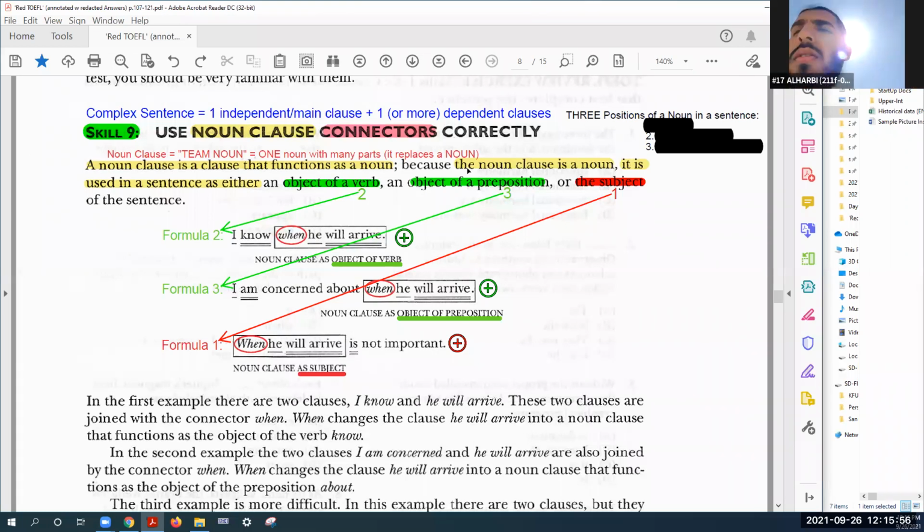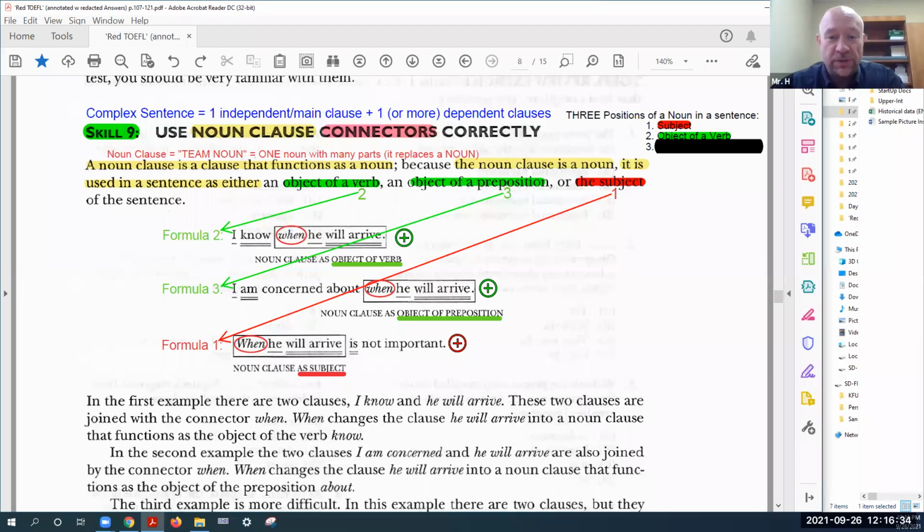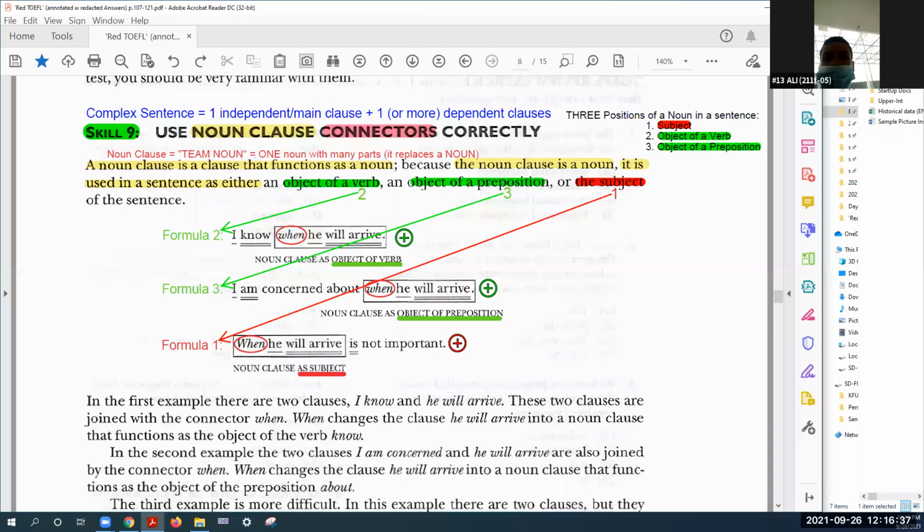Now, Ali, section 5, what are the positions of a noun in a sentence? What are the 3 positions? What's the first position in a sentence? Subject. Good. What's the second position? Object of a verb, right, when it follows a verb. And then the third position? Object of the preposition. Very good.